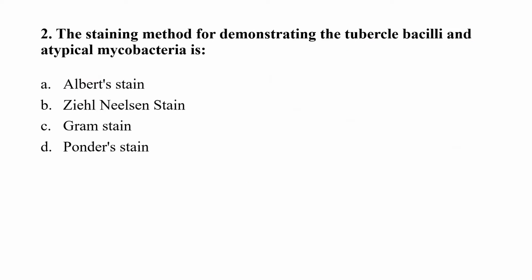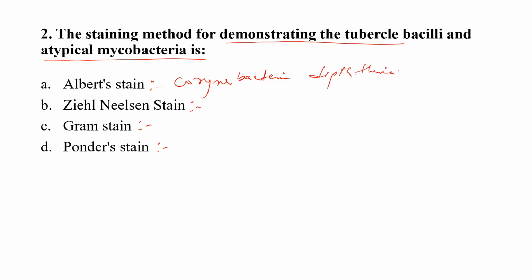Question number 2, the staining method for demonstrating the tubercle bacilli and the atypical mycobacterium is option A, Albert stain, option B, Ziehl-Neelsen stain, option C, Gram stain, option D, Ponder stain. Option A, Albert stain, is used to demonstrate Corynebacterium diphtheriae. And Ziehl-Neelsen stain is used to demonstrate acid-fast microorganisms like mycobacterium.